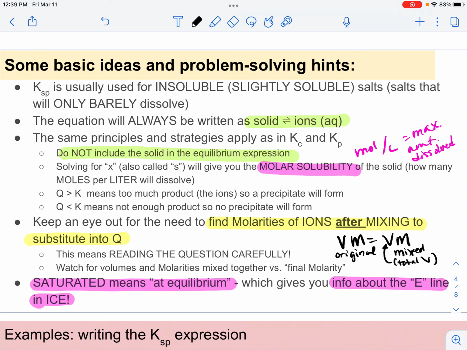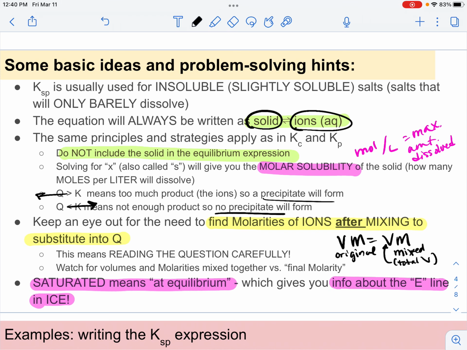It works the same way as Q and K before, where Q greater than K means too much product, so the reaction would have to go back to the left. And since your solid is on the left, this means a precipitate would form. And Q less than K would mean that you have not enough product, so it would have to go to the right. And since your ions in solution are on the right, that would mean no precipitate would form.